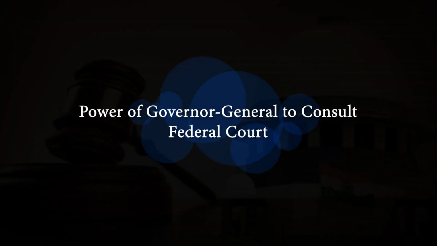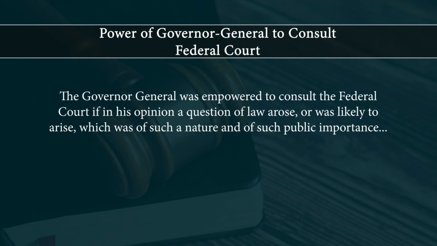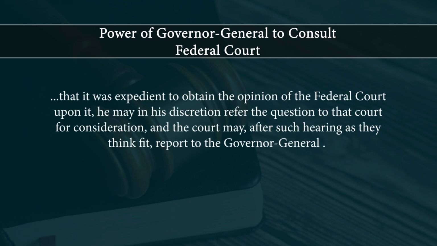Power of Governor General to consult Federal Court. The Governor General was empowered to consult the Federal Court if in his opinion a question of law arose or was likely to arise, which was of such a nature and of such public importance that it was expedient to obtain the opinion of the Federal Court upon it. He may, in his discretion, refer the question to that court for consideration, and the court may, after such hearing as they think fit, report to the Governor General.